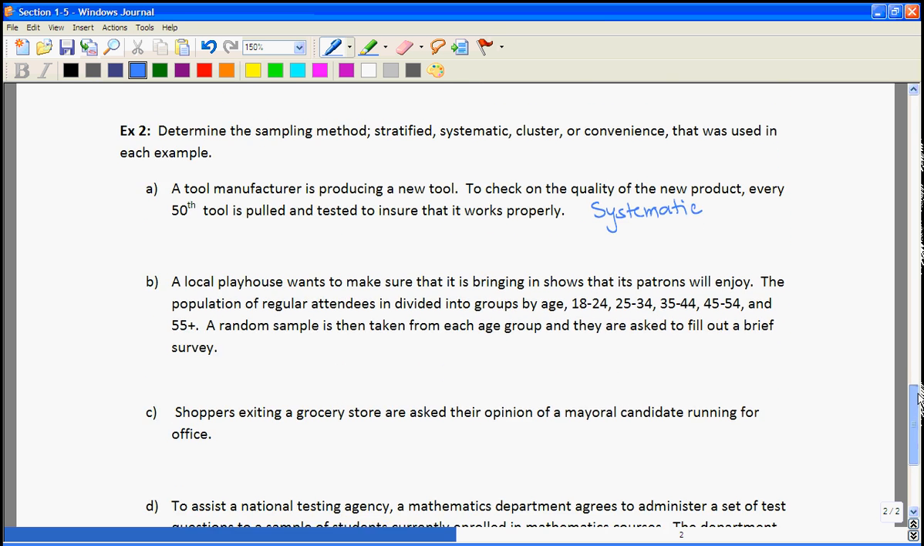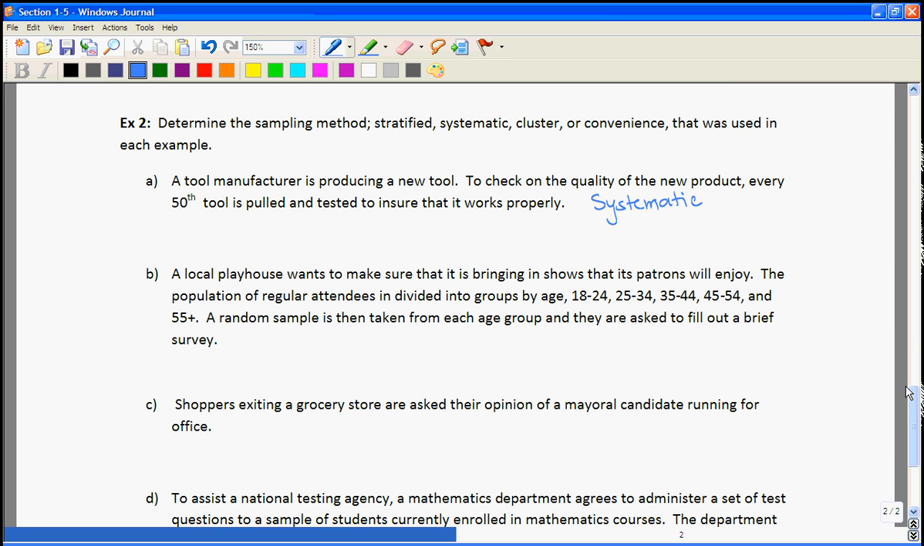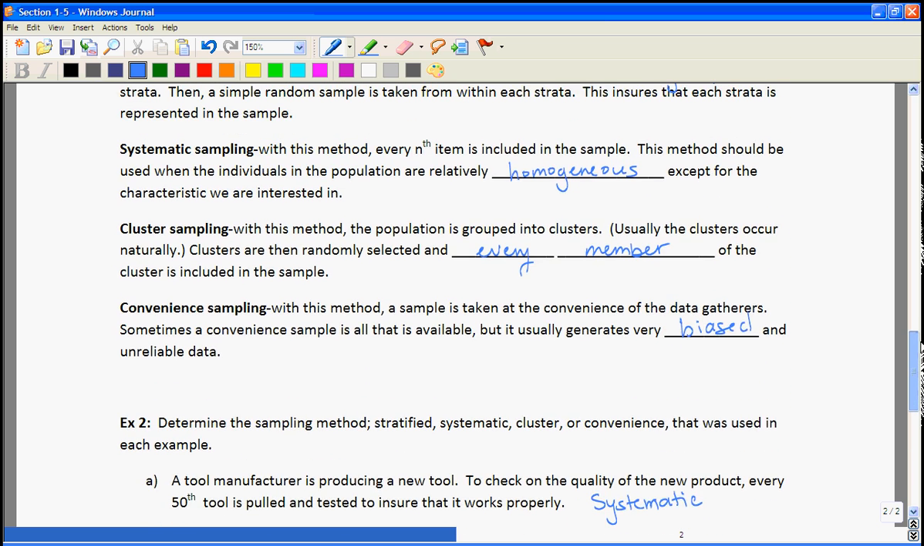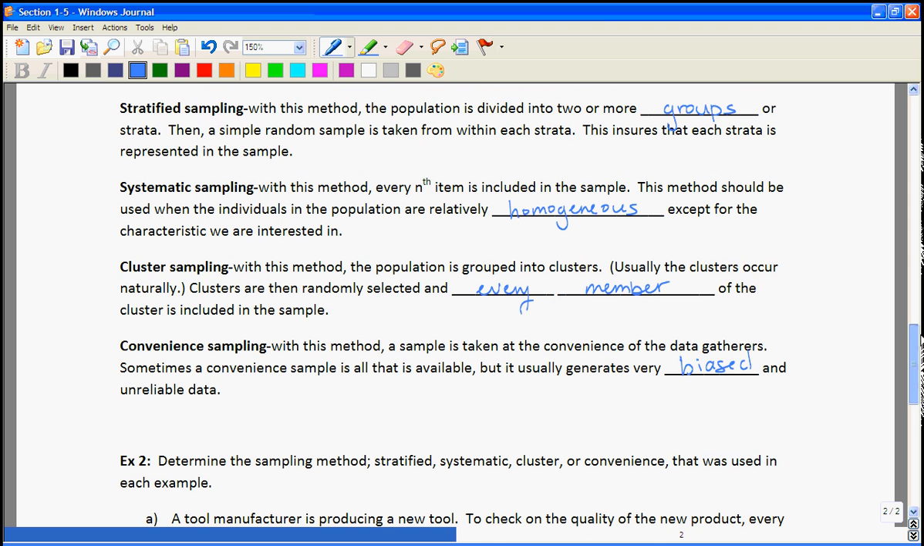Okay, example B. A local playhouse wants to make sure that it is bringing in shows that its patrons will enjoy. The population of regular attendees is divided into groups by age, 18 to 24, 25 to 34, 35 to 44, and so on. A random sample is then taken from each age group, and they are asked to fill out a brief survey. Okay? Well, we definitely have some grouping going on there, so it's either cluster or stratified.